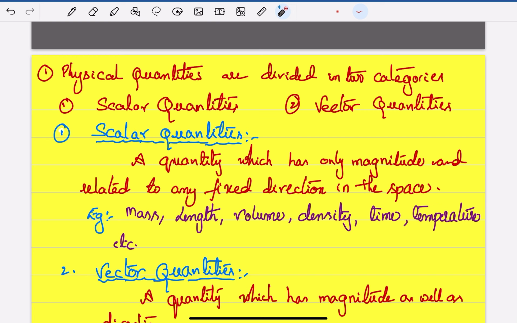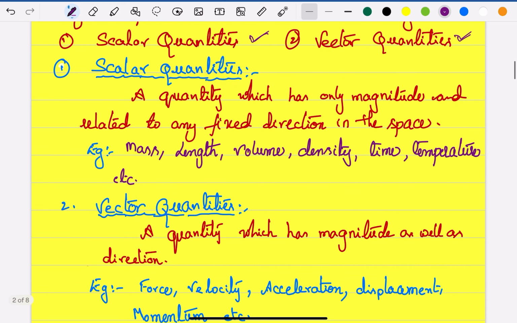So we know that there are two types of physical quantities. There are two categories of physical quantities, that is, scalar quantities and vector quantities.